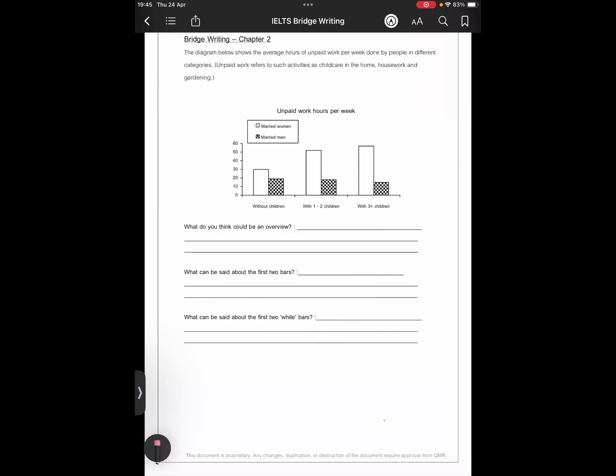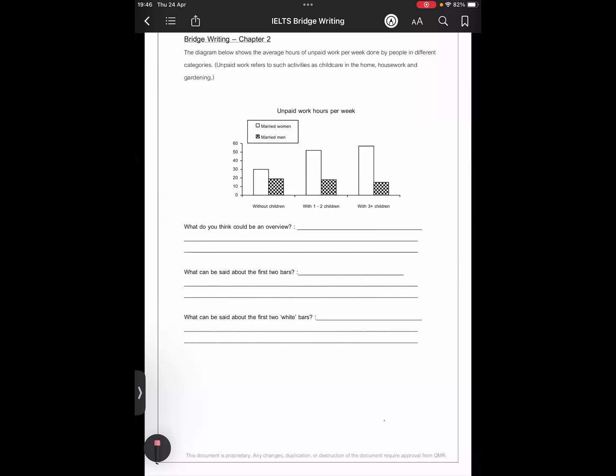So we can sort of see a correlation between the number of hours for women and the number of children that they have to look after. And what kind of correlation do they have? They have a positive correlation. All right, what does positive correlation mean? When X increases, Y increases. That's a positive correlation. So we notice a positive correlation between women's hours and the number of children. What about men?